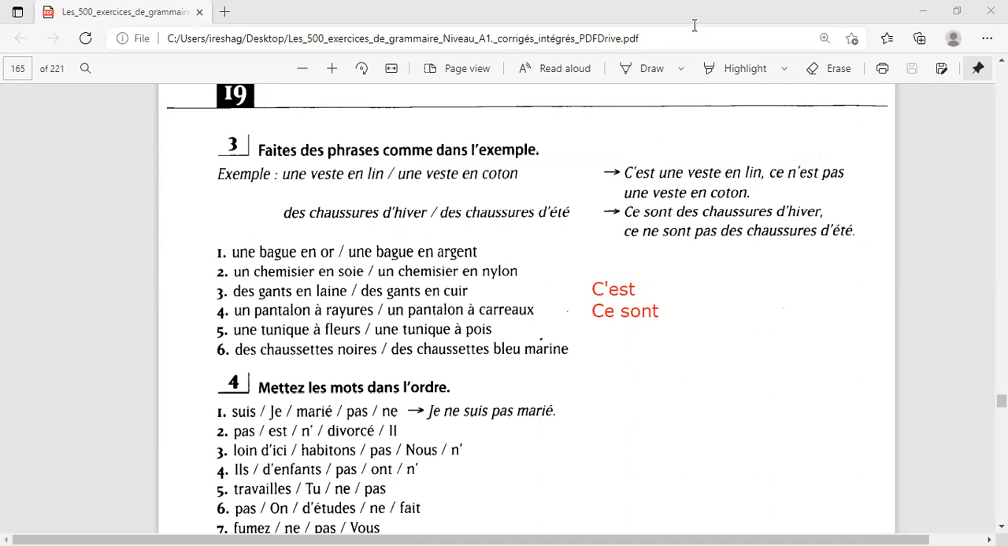I'm not completely okay, still. Let's do the first sentence. It's in the singular. C'est une bague en or. Ce n'est pas une bague en argent. Bague is the ring, or is gold. It is a gold ring. It is not a silver ring. I got it. You got it, right? Okay, go ahead.